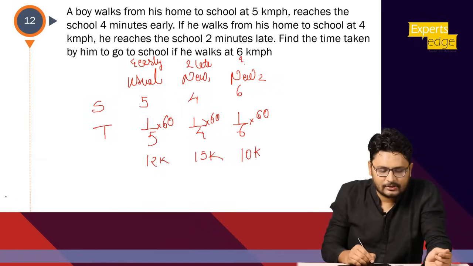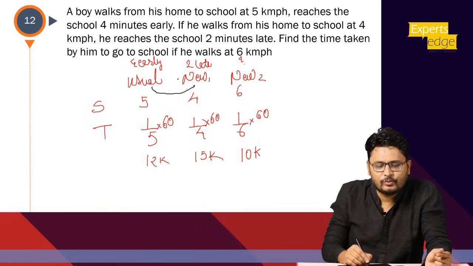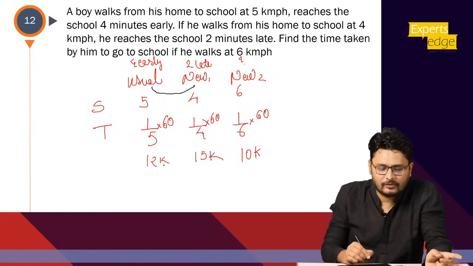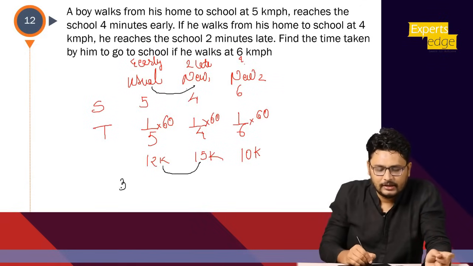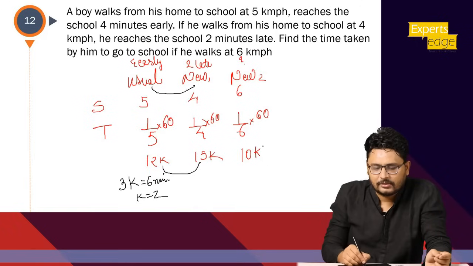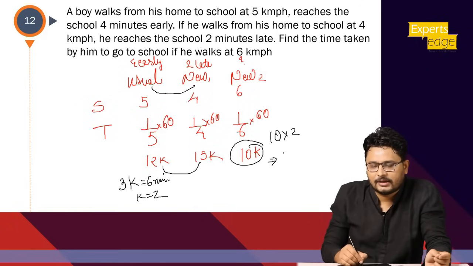Because the late and early here are of the usual and new one. So 4 minutes late, 2 minutes early; late and early, you need to add for the difference. So this is 3k. So 3k will be equal to 6 minutes, right? So k will be 2. So the answer of this question is 10 into 2. 20 minutes is the correct answer.